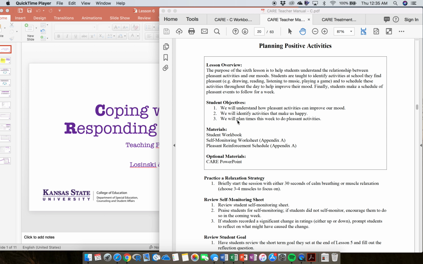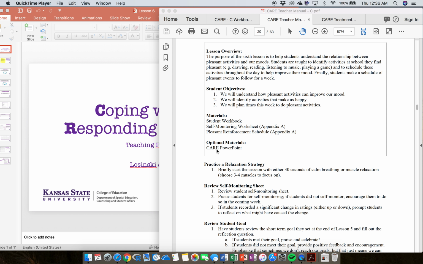Notice we've got our overview here, our objectives, and if we look here at the materials, students are going to need that student workbook. They're going to need their self-monitoring worksheet that they've been ranking those identified situations on every day. And then we have an extra thing for this lesson. You will need the pleasant reinforcement schedule, and you can find that in Appendix A. And when we get to that portion of the lesson, we're going to talk about that pleasant reinforcement. We'll talk about how you can use that specifically and how you can adapt that schedule to best fit your students in your setting. But that is in Appendix A for you to access.